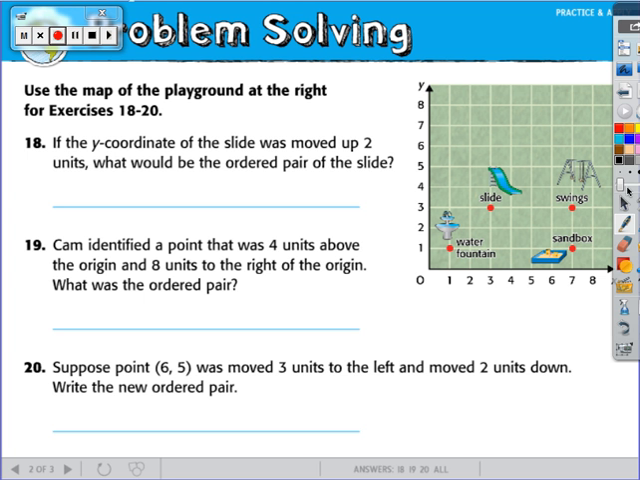For example, let's say I started at the slide. Who can tell me what my ordered pair for the slide is? 3-3. It's 3-3. So if I move 1 unit to the right and 1 unit up, the slide is now at what point? 4, 4. Okay? So that's what they're talking about when they're saying move units. 1 to the right, 1 to the left, and all that good stuff. Okay? That is not one of your homework questions. I just thought I'd give you an example.